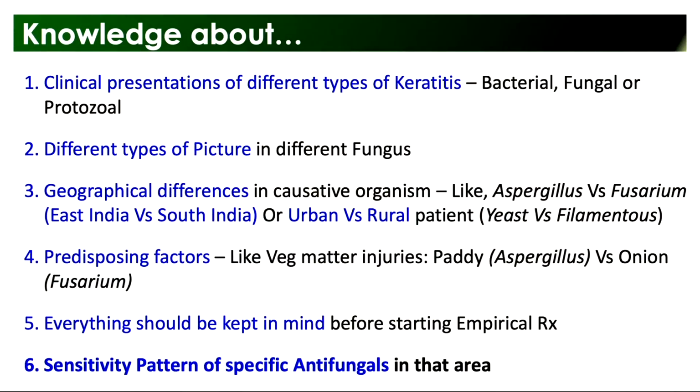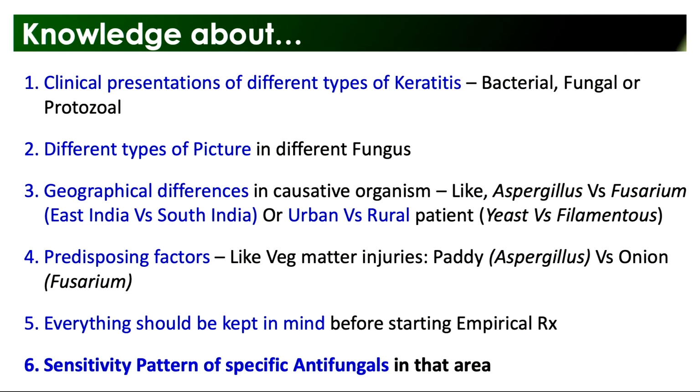So you must have all the knowledge: how it looks, what the difference is, what the geographical pattern is. Like Fusarium, it is predominantly in South India. East India and North India, it is predominantly Aspergillus. So this knowledge is also important. Again, Fusarium is more common with onion-cultivating farmers rather than paddy farmers, where Aspergillus is more common.